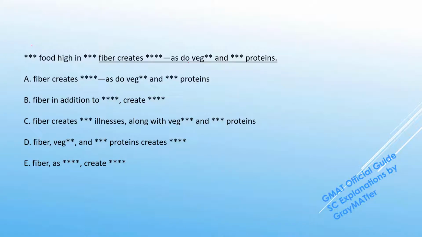The sentence starts with this person pointing out that food high in fiber. So this kind of construction after that is called the that clause, and the subject of this that clause is the food. And we can see that the verb here is creates. Now a quick vertical scan will reveal that there is a split between creates and create, which tells us that this question is testing for subject-verb agreement.